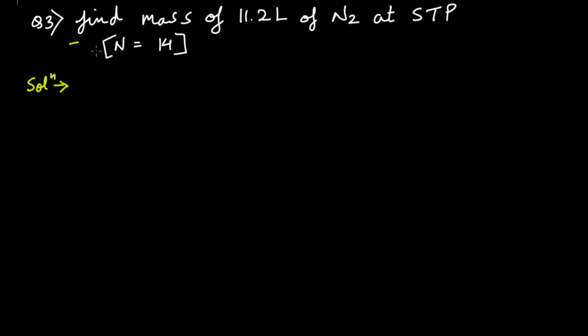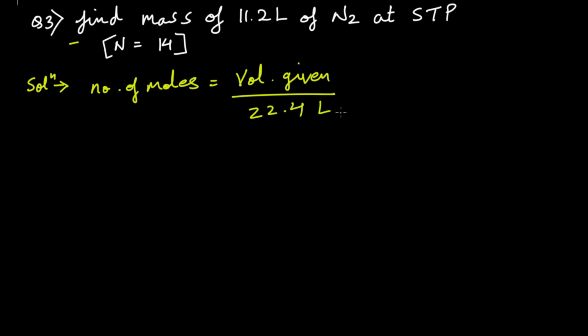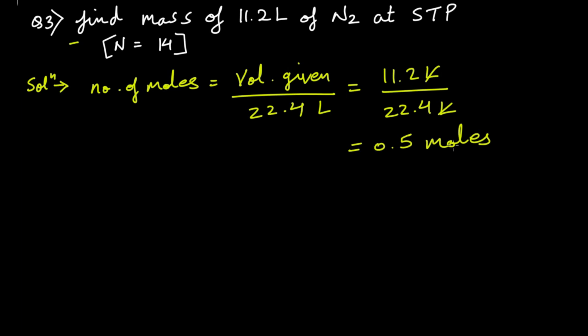In this question, you have to find mass of 11.2 liter of N2 at STP. Now you will use both the formulas. First, number of moles is equal to volume given upon 22.4 liter, which is 11.2 liter upon 22.4 liter. Cancel out. You will get 0.5 moles. You have found the number of moles.